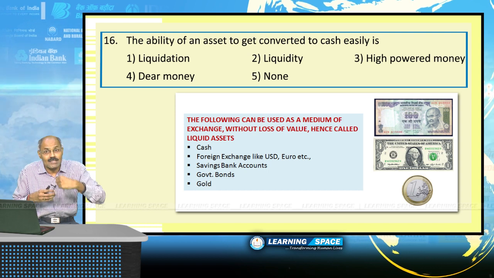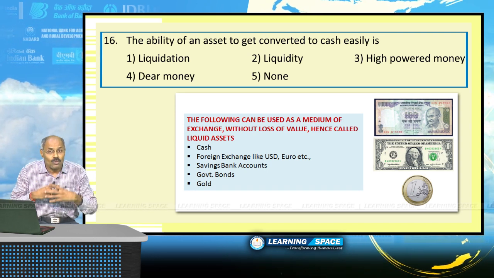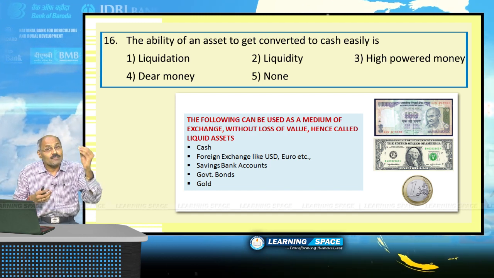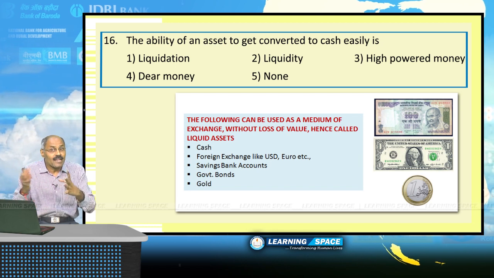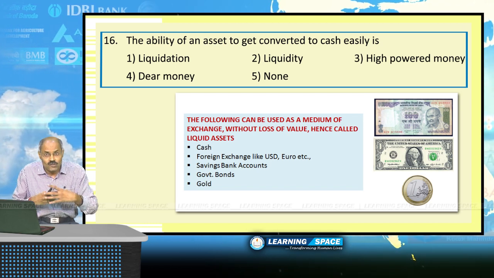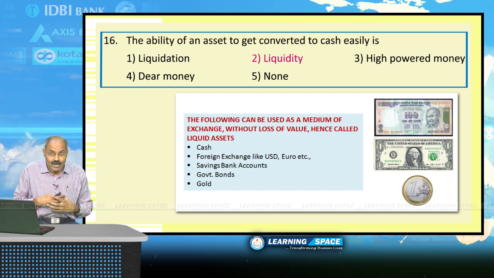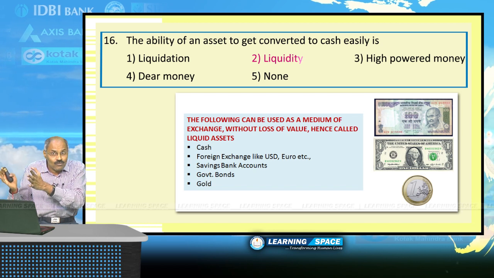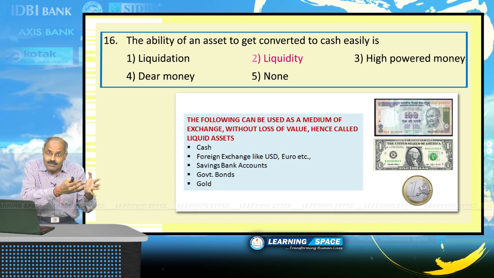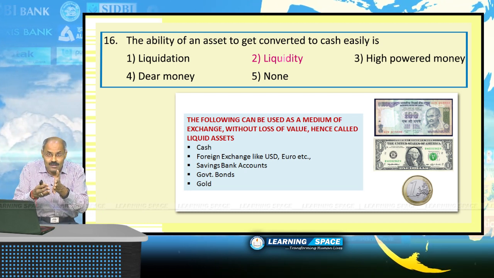And the assets which can be converted to cash, that means which can be used as a medium of exchange, are liquid assets. If you have dollars, if you have euro, if you have cash in your pocket, if you have a savings bank account, you have 10,000 rupees in your savings bank account, you have government bonds, these are all liquid assets, because without the loss of value, you can convert them into cash. Currency notes is already cash, you can use it as a medium of exchange.